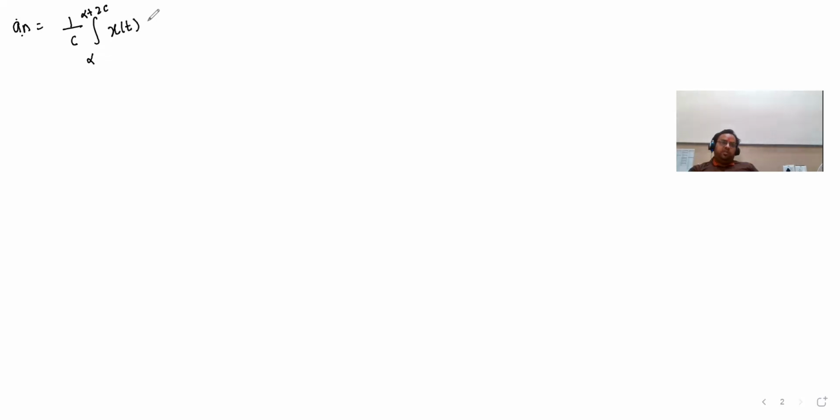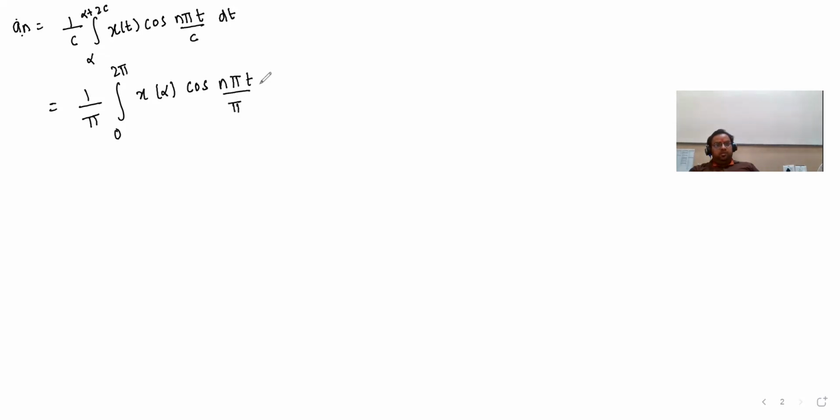Here we have the integral of x of t cos(n pi t / c) dt. What are the changes that we see here? The c is pi only here, alpha is 0, 2c becomes 2 pi, and x(t) becomes x(alpha). Here we have c equal to pi, so when I substitute c equal to pi, this becomes n pi t by pi, multiplied by dt.